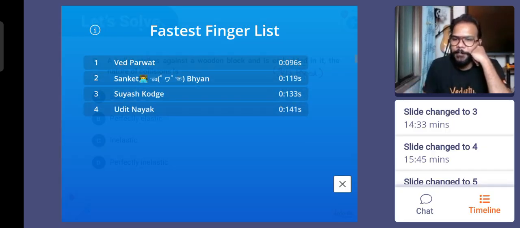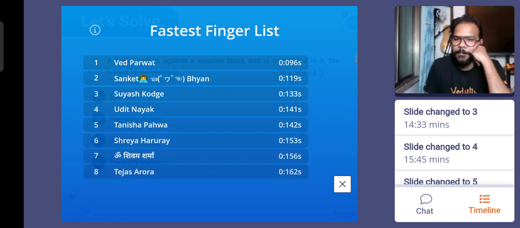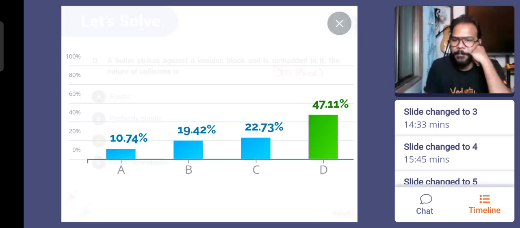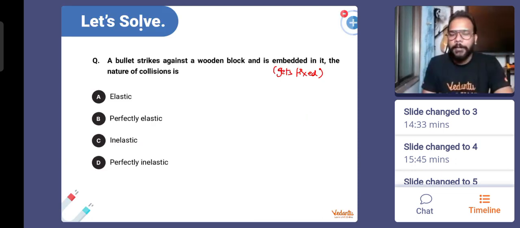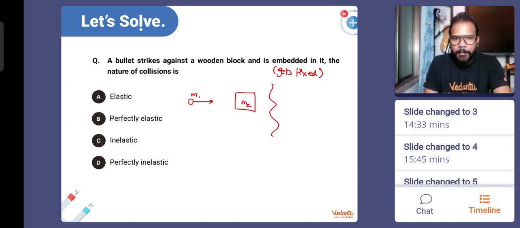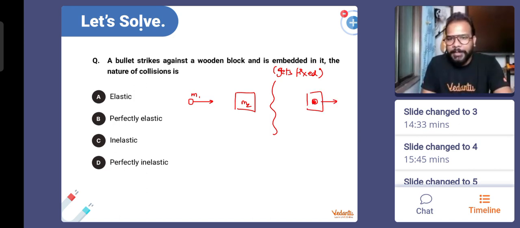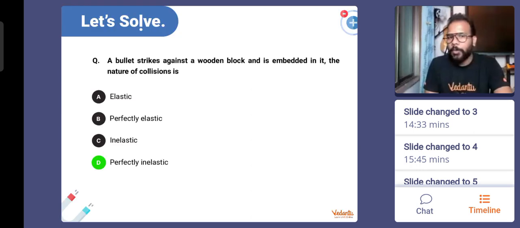Okay, guys, time's up. So when two things, say you have a bullet and a wooden block, mass m1 and mass m2, collide, and after collision, this line is only drawn to tell you that something happened here, and after that they become a single body of mass m1 plus m2. This is a perfectly inelastic collision. So the answer is option D.